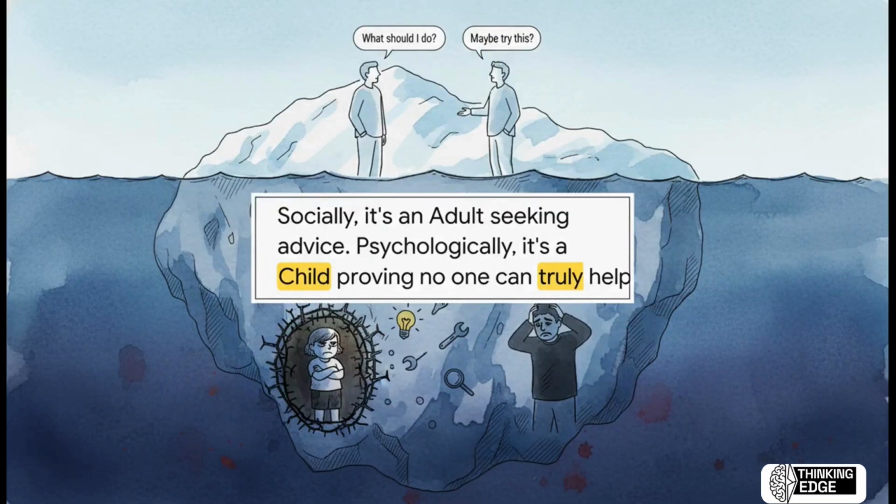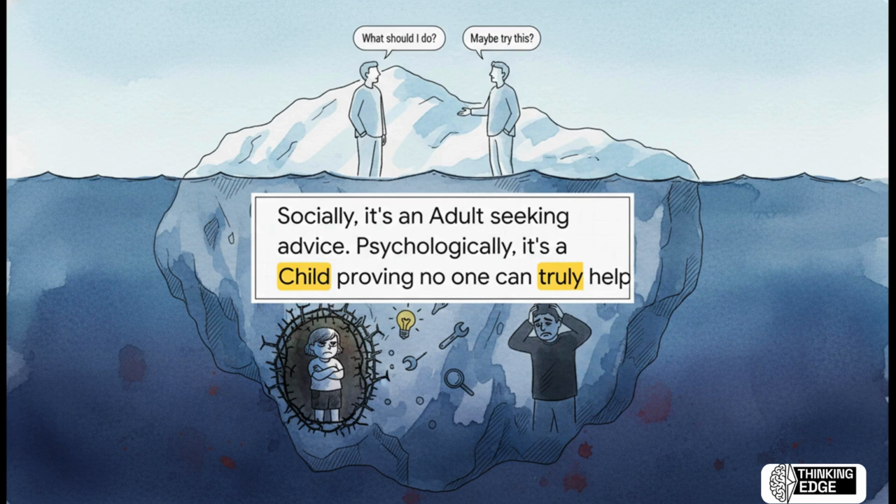This is the hidden script. On the surface, it looks like a perfectly reasonable adult-to-adult conversation about solving a problem. But underneath, a game is being played. The person with the problem isn't actually looking for a solution. Their secret goal is to shoot down every single suggestion to prove that their problem is uniquely unsolvable.